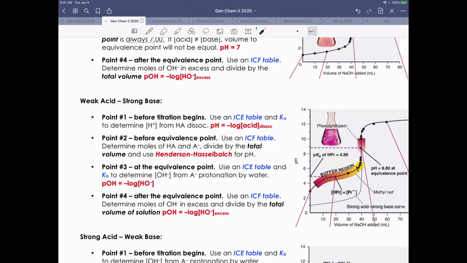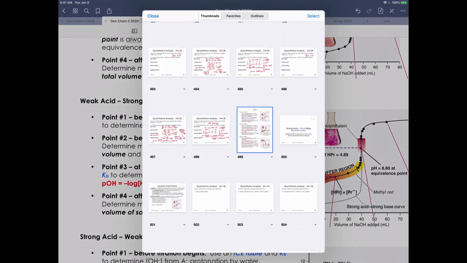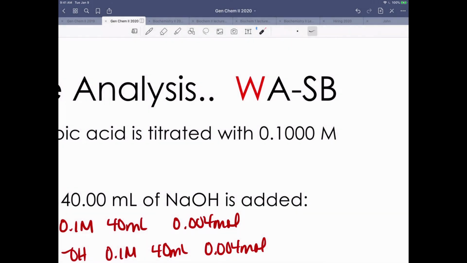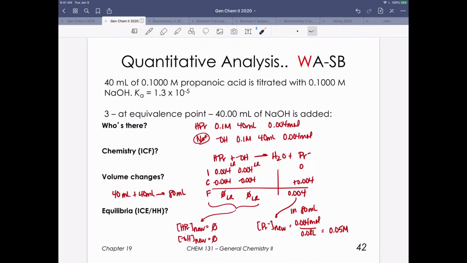So after we do our ICF table to figure out what the concentrations of things are, then we can use our ICE table, and then we need to do a Kb because we are looking at base chemistry. So let me go back to that one and just make sure that everybody's good with that piece. So again, here's the chemistry that we had. The chemistry was stoichiometric equivalence of our weak acid and the strong base that we've added. So the only thing left in solution after the dust settles is the conjugate base of that weak acid.